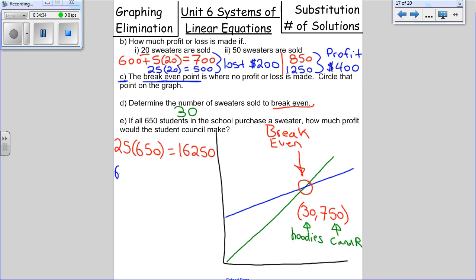Awesome. You want to figure out your profit. You're trying to figure out the revenue minus your costs. If you do that, you should end up with 12,400. Gorgeous. That's how much money you would make. You would make $12,400. That's called profit, right?